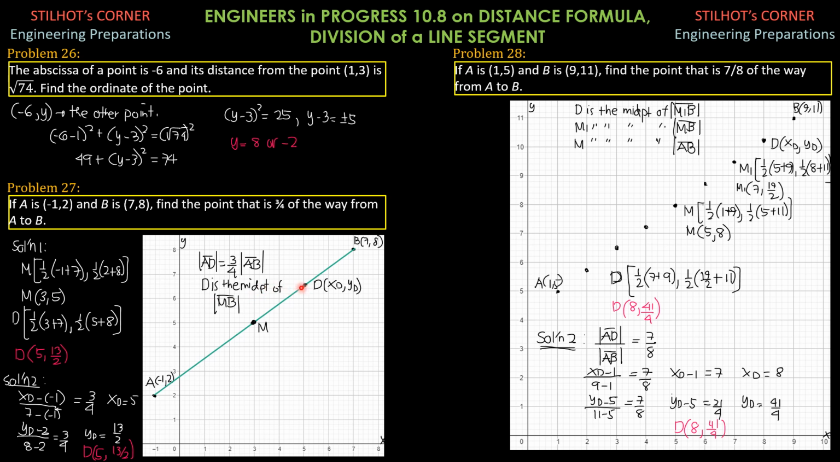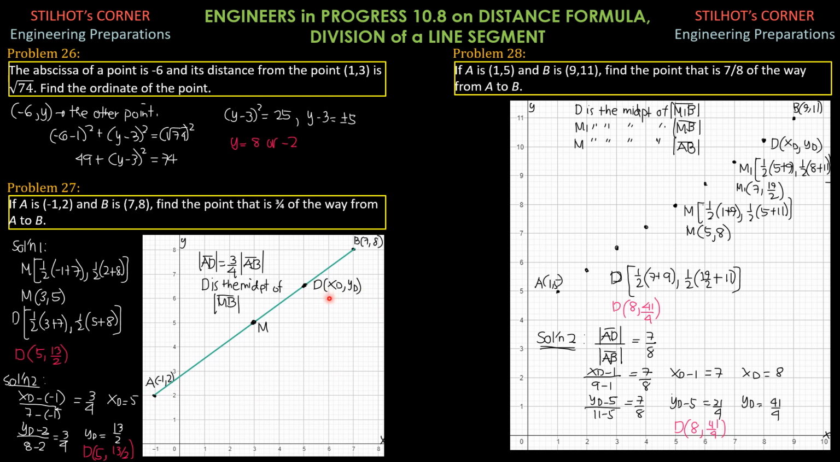Since by analysis D is the midpoint between M and B, D is 1/2 of quantity X coordinate of M, which is 3, plus X coordinate of B, which is 7, comma 1/2 of quantity Y coordinate of M, which is 5, plus Y coordinate of B, which is 8. So therefore, this is 5, and this is 13 over 2. So point D, therefore, is at (5, 13/2). So that's the answer.